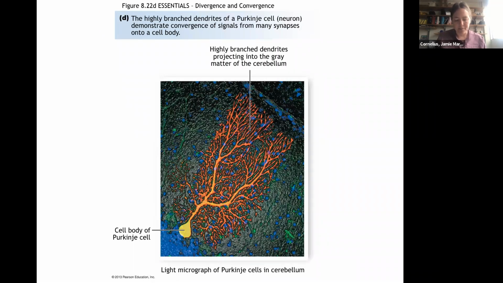This is an example of convergence of signals from many different synapses onto a cell body, in this case, a Purkinje cell, receiving synapses in the cerebellum. So these neurons can be really highly branched, and I think I included an example like this in that first slide showing how neurons can really vary in form and function.